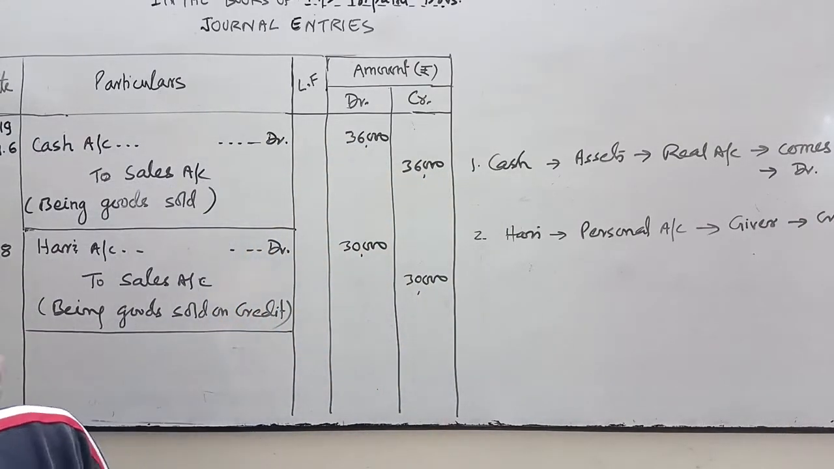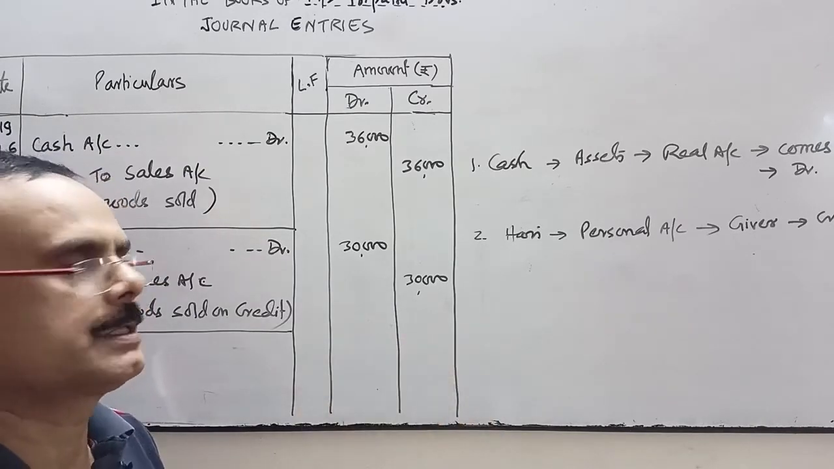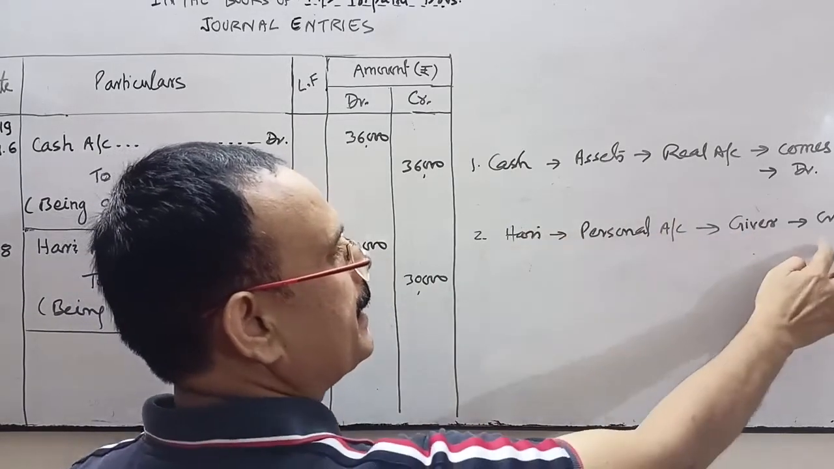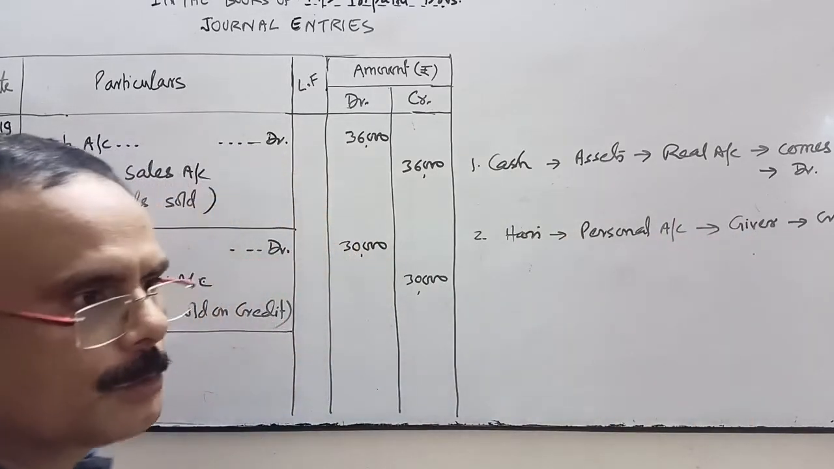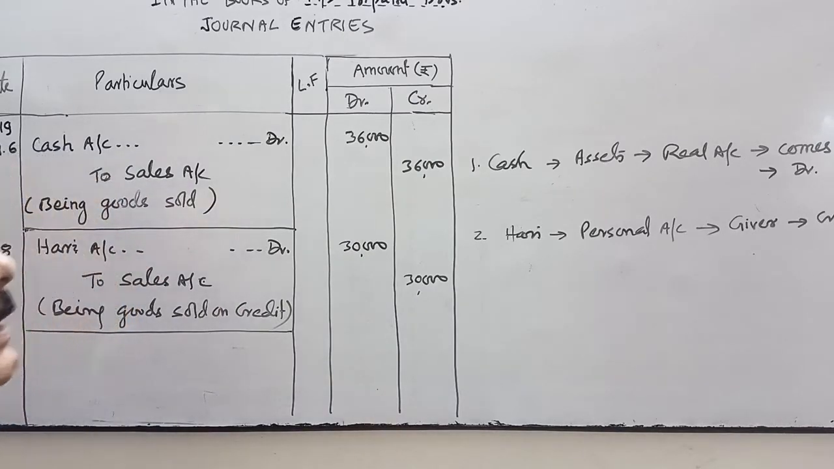Cash received from Hari. So Hari is the giver of that cash, and when Hari is the giver, his account will be credited, because the rule of personal account is debit the receiver and credit the giver. So here we'll do the entry. You have to write the date first. The date is 14. So write the date first.